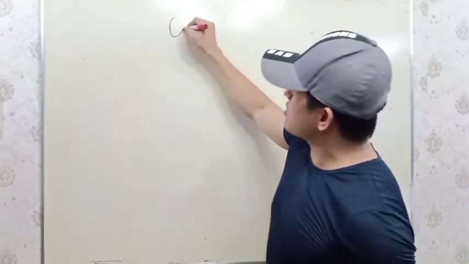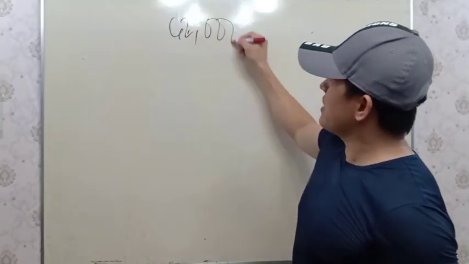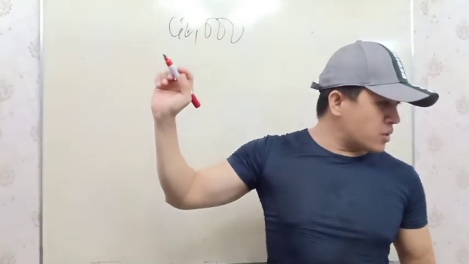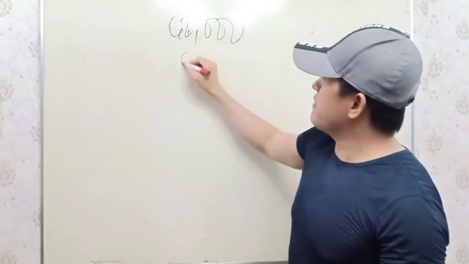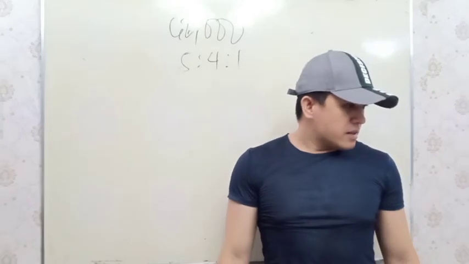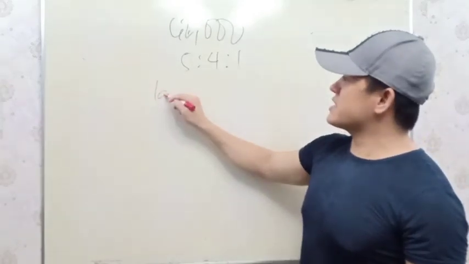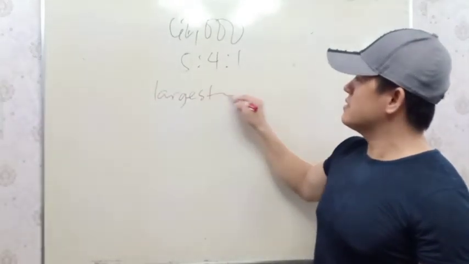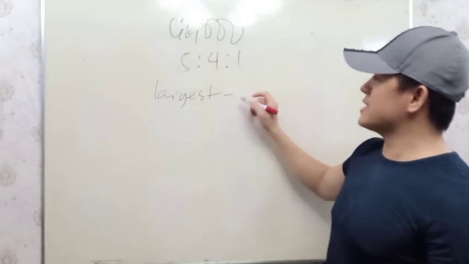Okay, so the total money that they must divide is 62,000 pesos, in the ratio of 5:4:1. Now, the question is, what is the largest? How much is the largest compared to the smallest? How much is it larger?